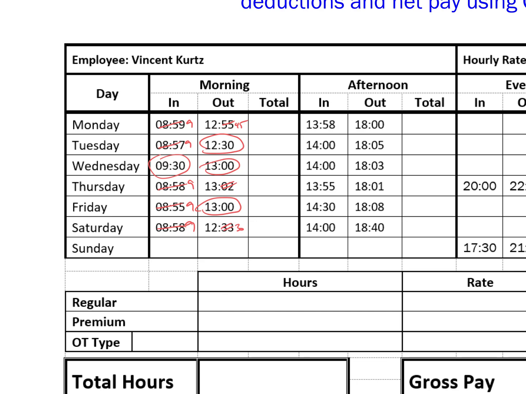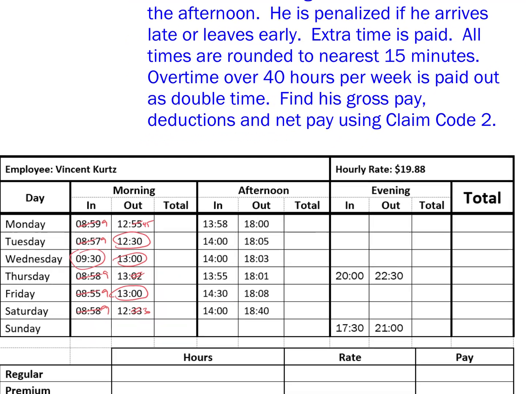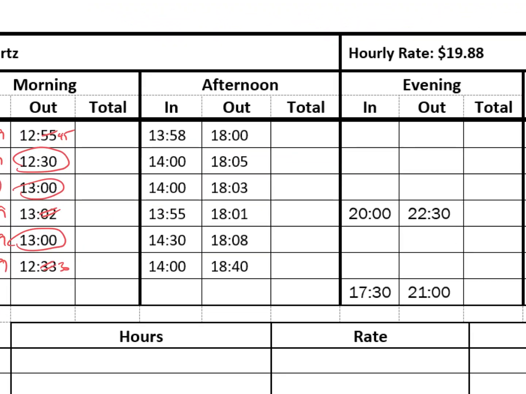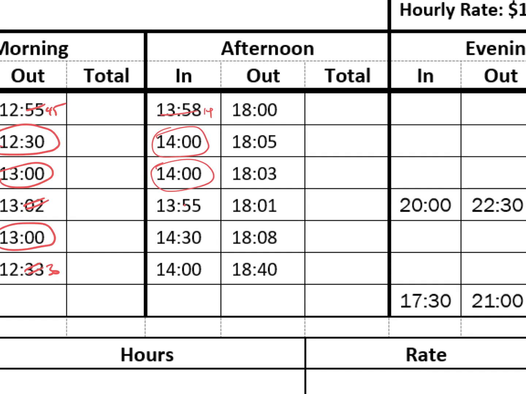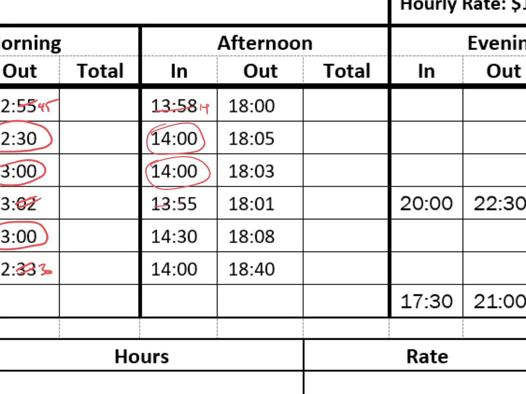So then he goes from 14 to 18. Okay. So that's going to be 14. That stays 14. That stays 14. He gets there early. Now, getting there early is okay, right? So that's going to go up to 1400 hours. That stays at 1430, and it stays at 1400. For the leaving times, well, it's going to stay at 1800, to 1800, to 1800, to 1800.